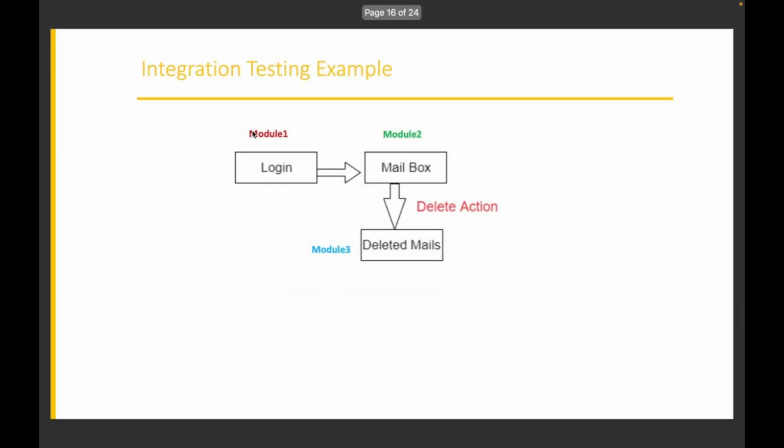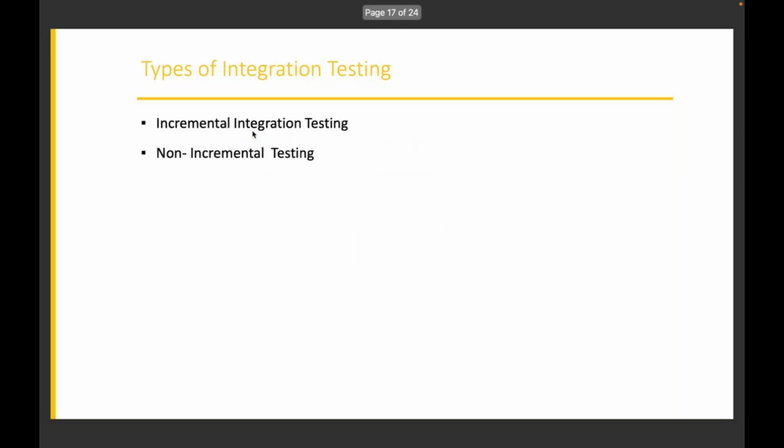Next, this is a simple example for deleted mails. How will you perform it? Basically you will go with this cycle from login to mailbox, mailbox to deleted mail. You cannot go to deleted mails directly from login, right? So you need validation between login and mailbox, as well as mailbox and deleted mail. If you have this particular flow, then only will you be able to do the integration testing for Gmail or any mailbox.